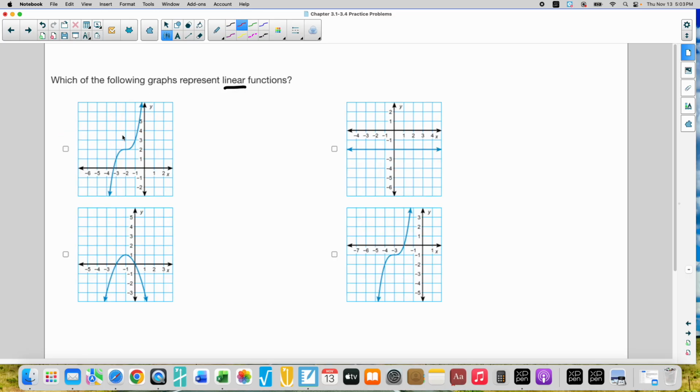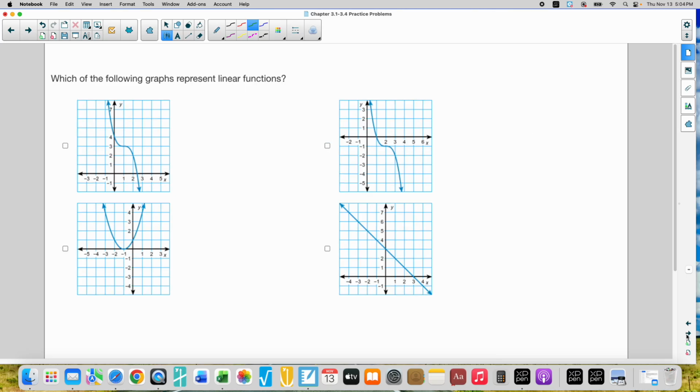Well, this is nonlinear. It's not straight. That's not straight. That's not straight. And so the only straight line and that constant slope is what? 0. Rise 0, run 1. So this has a slope of 0.